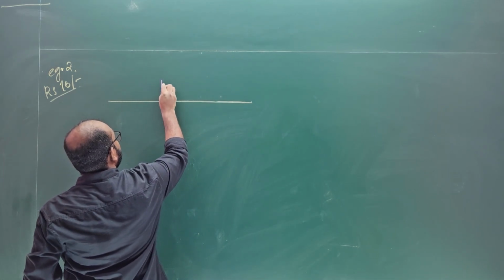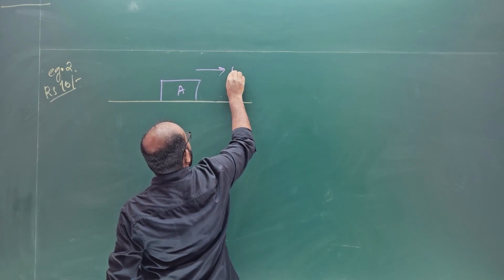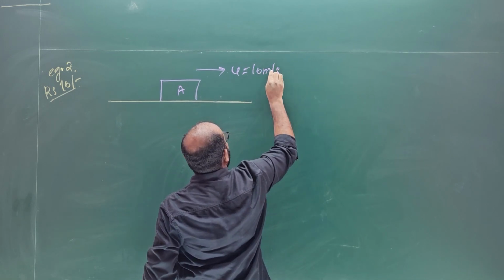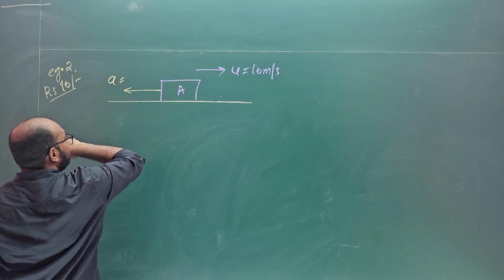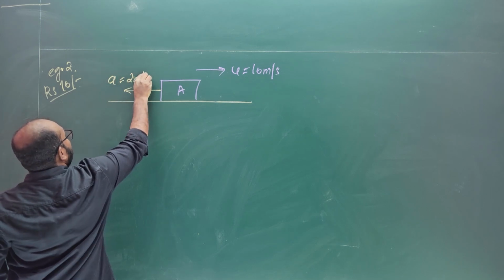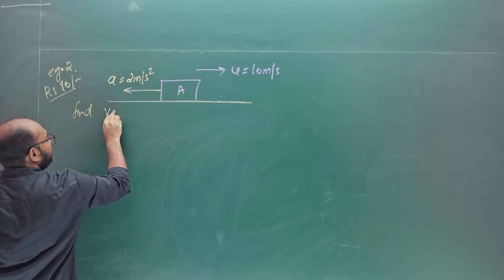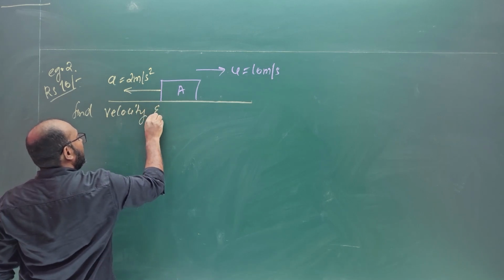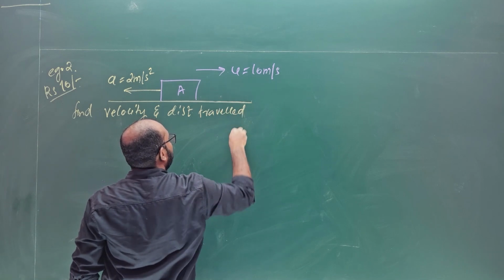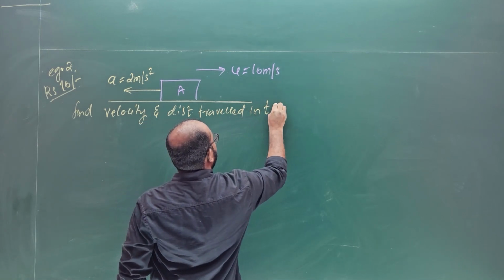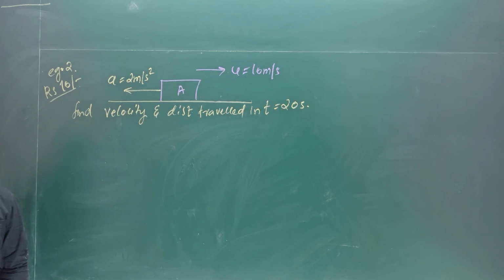Consider object A is placed again. Velocity is given, u is equal to 10 meter per second in this direction. And acceleration is given opposite to the direction of motion, that is 2 meter per square second. Find velocity and distance traveled in t is equal to 20 seconds. Try this. You have only 1 minute.